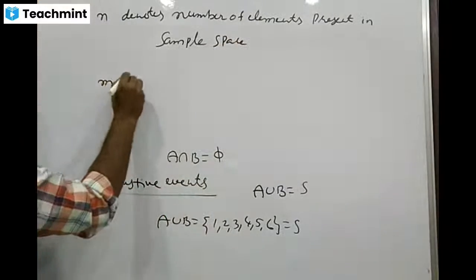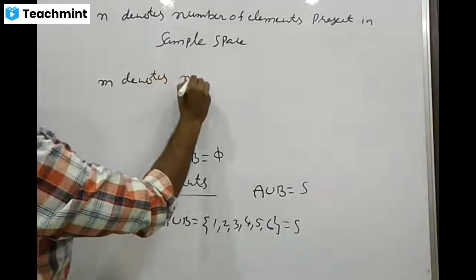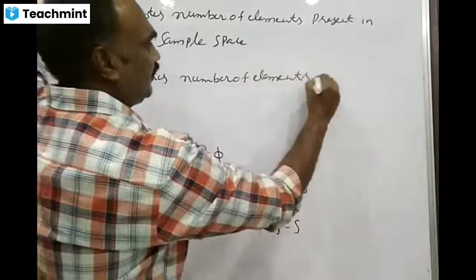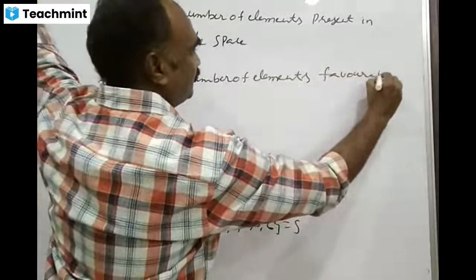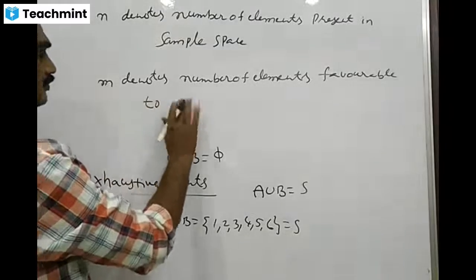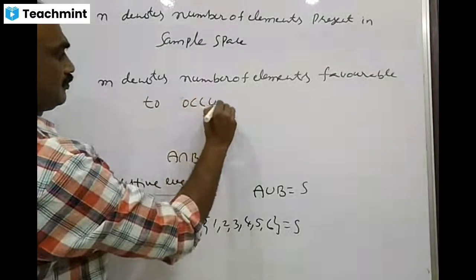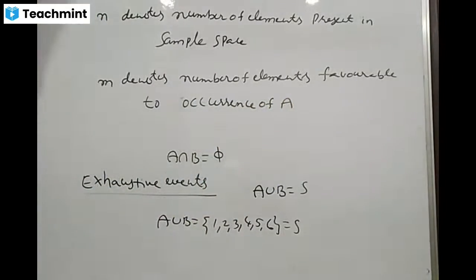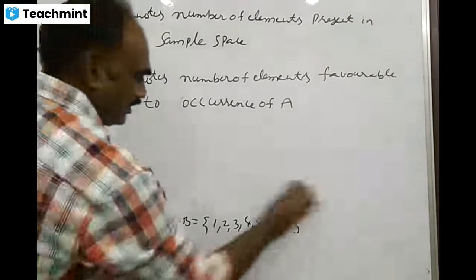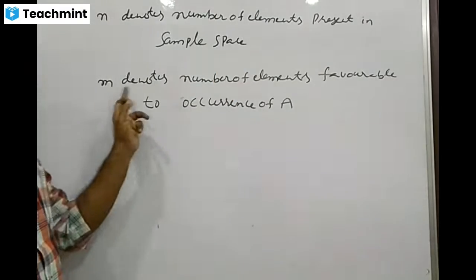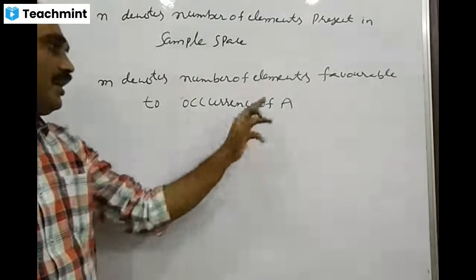Next, M denotes the number of elements favorable to the occurrence of A. First, N denotes the number of elements present in the sample space. M denotes the number of elements favorable to the occurrence of A.